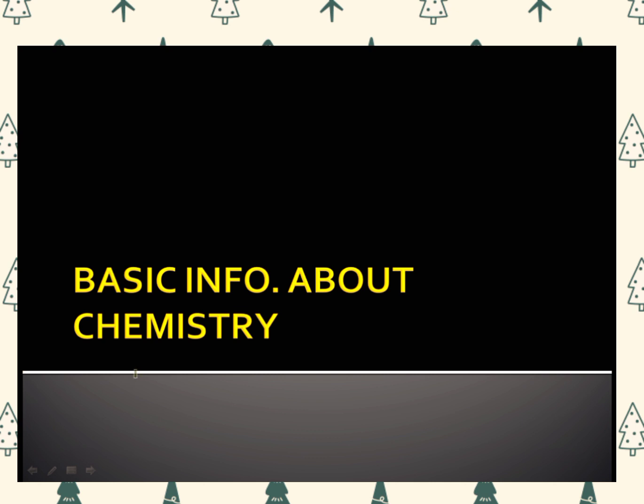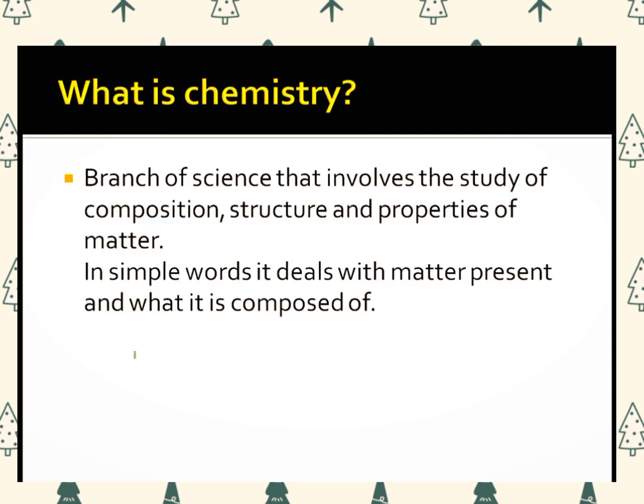On this part of the video, we will be dealing with basic chemistry. So let's get started. First, what is chemistry? A branch of science that involves the study of composition, structure and properties of matter. Matter is anything that occupies space and has mass. As you all know, matter has three basic types, that are solid, liquid and gas, and another two types are plasma and BEC, Bose-Einstein condensate. In simple words, chemistry deals with the matter present and what it is composed of.